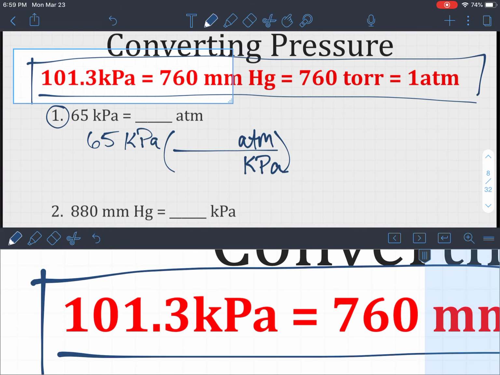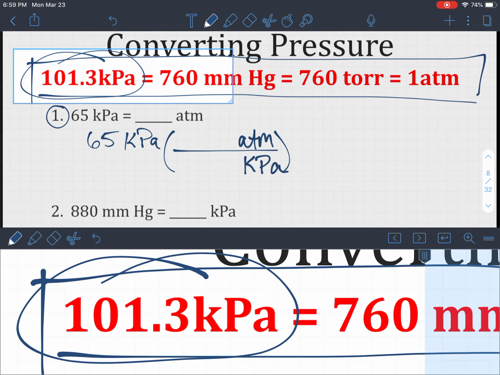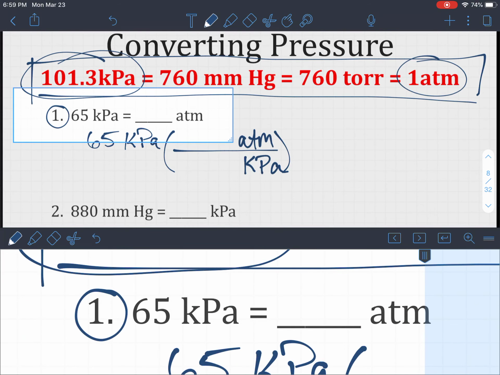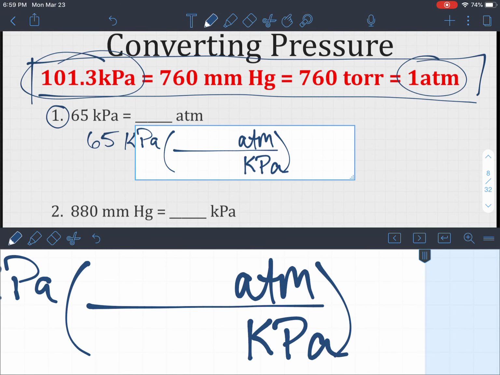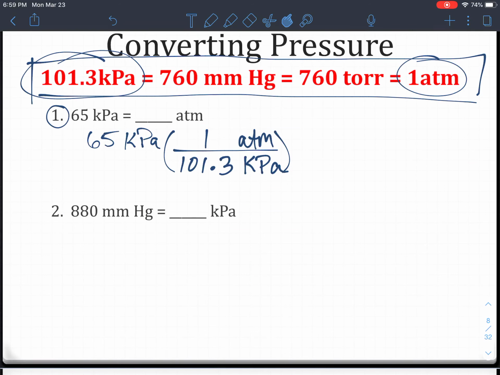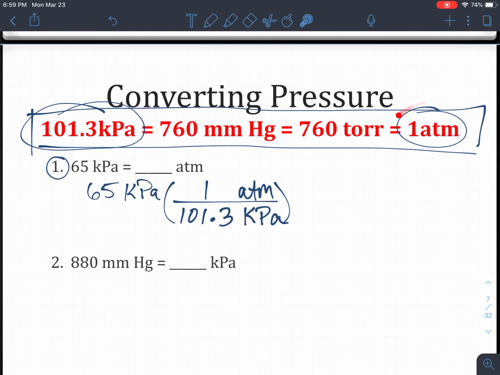When we take a look at our number line, we have 101.3 kPa, and next to atmospheres is 1. So in our conversion factor, the number that we write next to atmospheres is going to be 1, and next to kPa is going to be 101.3. And again, that is simply because if you take a look at our equivalence ratio line, 1 atmosphere is equal to 101.3 kPa.